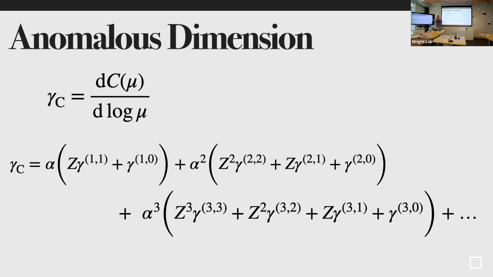At 0th order in alpha, it's trivial, so it's 0. But at higher orders in alpha, there could be a piece proportional to Z alpha or just alpha. At next order, there could be alpha squared Z squared, Z times alpha squared, or just alpha squared, and so on. It's all possible combinations of Z and alpha, where the power of Z is never bigger than the power of alpha.